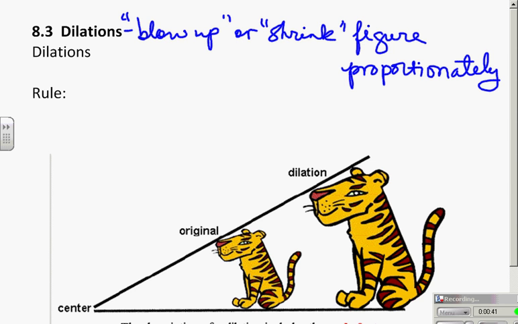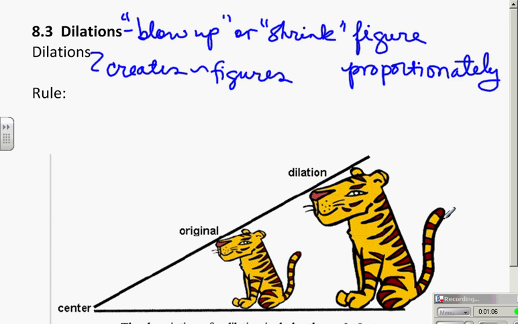We're going to increase it all by a factor of 2, or we're going to shrink it all by a factor of 1/3. So everything's going to change the same. We are going to essentially make similar figures. So a dilation creates similar figures, where the other transformations made congruent figures.